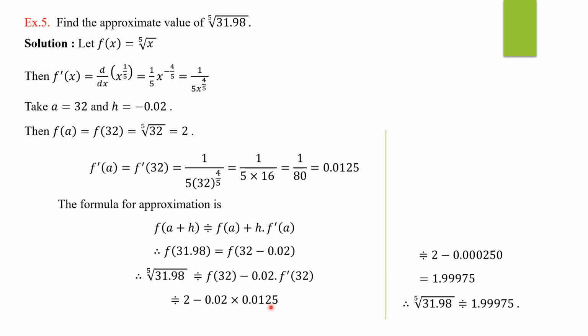Therefore, 2 minus, here the multiplication is 0.000250. Subtraction is 1.99975. Hence, the fifth root of 31.98 is equal to 1.99975.